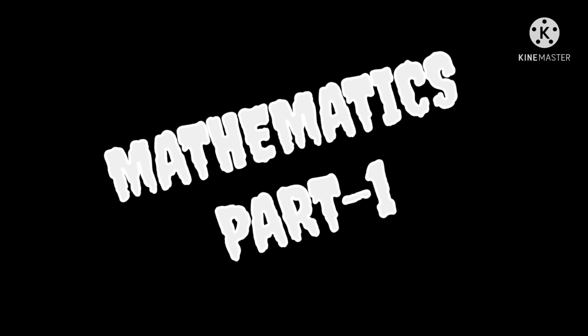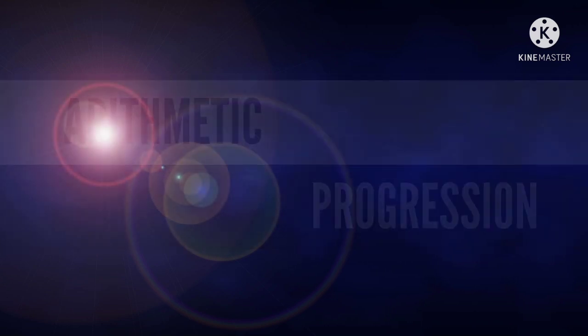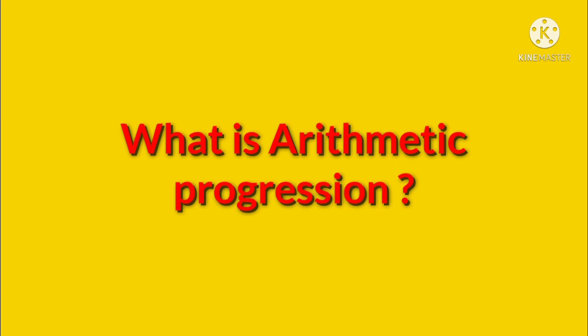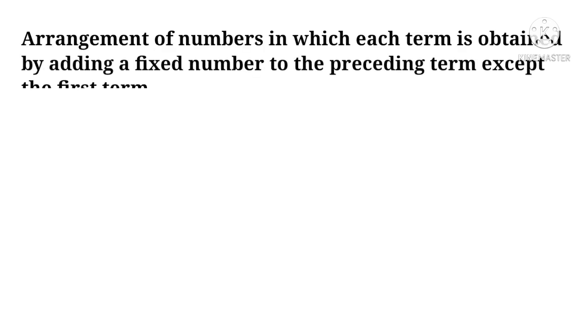In this session, we are discussing all the chapters of part 1 of mathematics. Here, the first chapter is arithmetic progression. What actually is arithmetic progression? Arithmetic progression is nothing but an arrangement of numbers in which each term is obtained by adding a fixed number to the preceding term, except the first term. This is known as arithmetic progression.